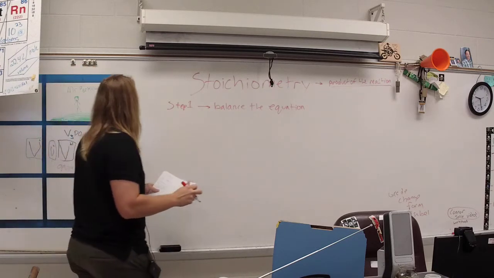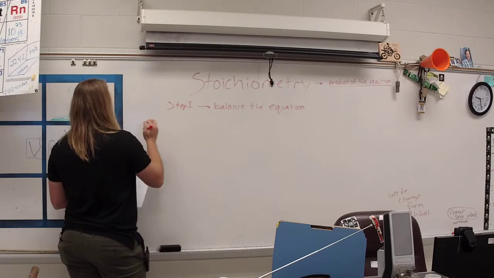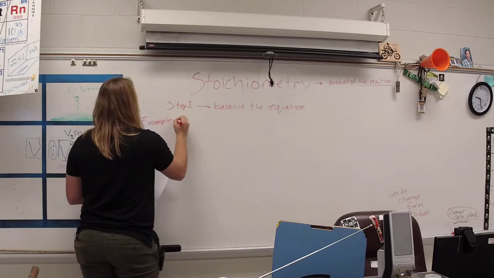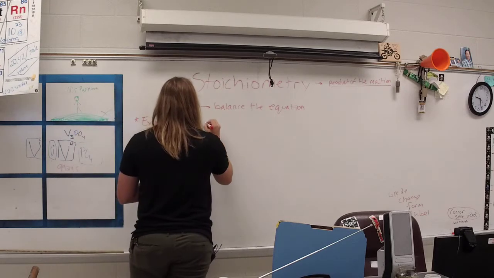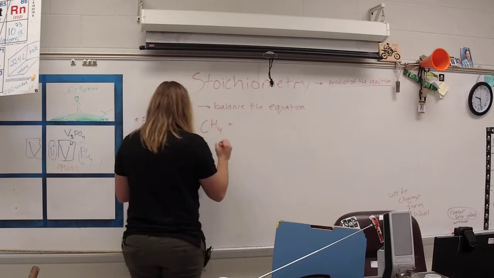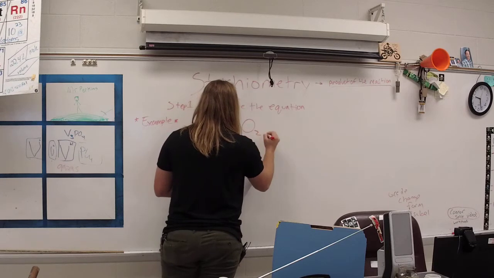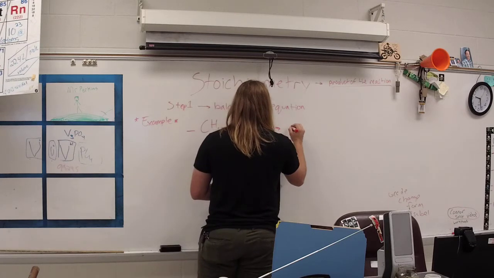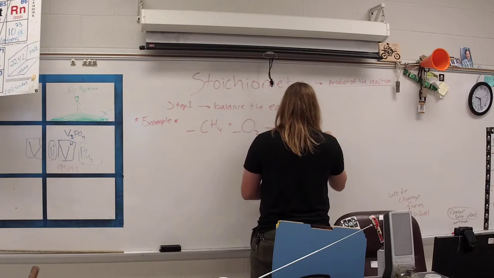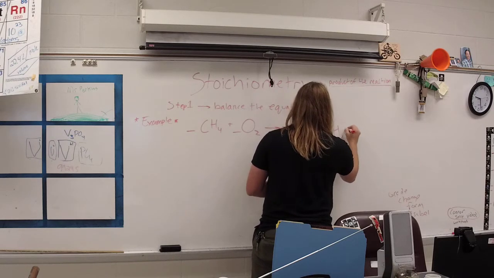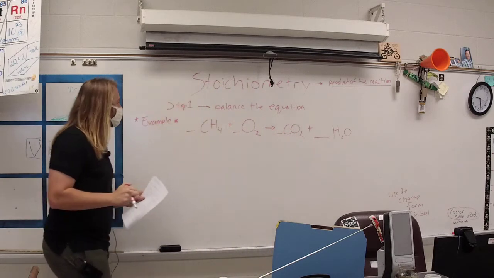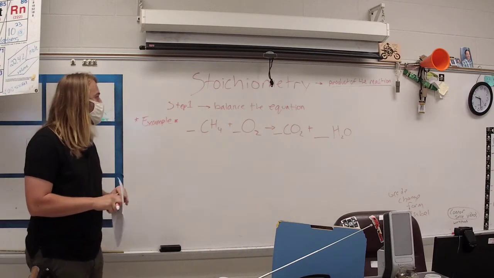So let's start off with an example real quick. You can write this down too if you want to. Example, follow along. We have CH4 plus O2, and that gives us CO2 plus H2O. All right, CH4 plus O2 gives us CO2 plus H2O.